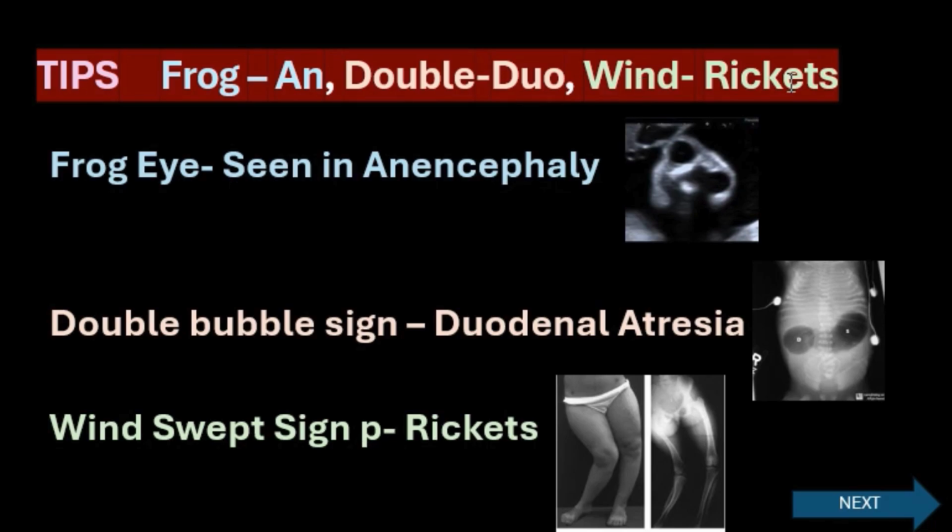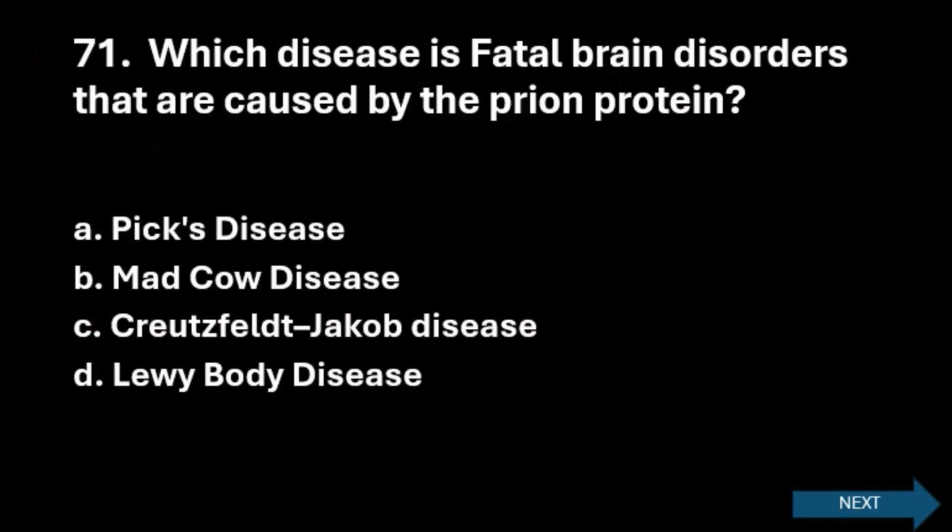Next question. Which disease is a fatal brain disorder that is caused by the prion protein? Option A, Pick's disease. Option B, Mad cow disease. Option C, Creutzfeldt-Jakob disease. And option D, Lewy body disease. The right answer here is option C, Creutzfeldt-Jakob disease.